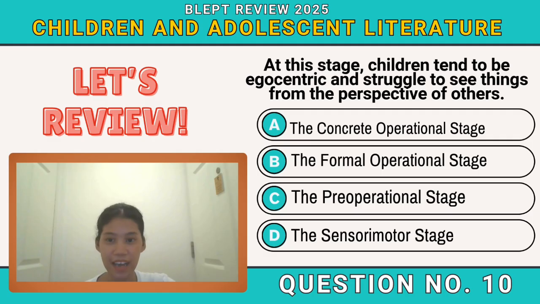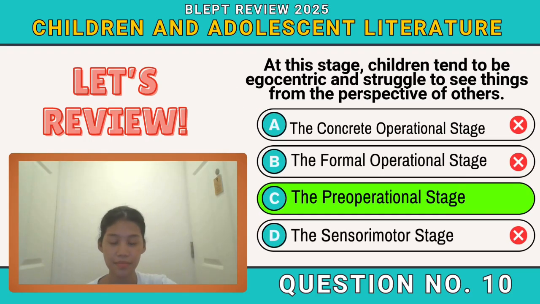Question number 10. At this stage, children tend to be egocentric and struggle to see things from the perspective of others. Letter A, the concrete operational stage. Letter B, the formal operational stage. Letter C, the pre-operational stage. And letter D, the sensory motor stage. You have 10 seconds to answer this question. Alright, so the answer is letter C, the pre-operational stage.